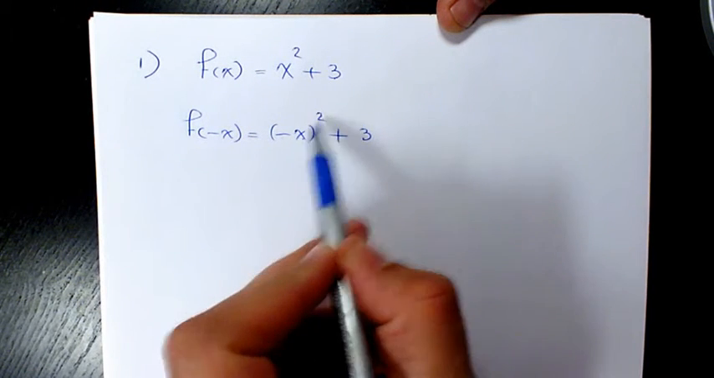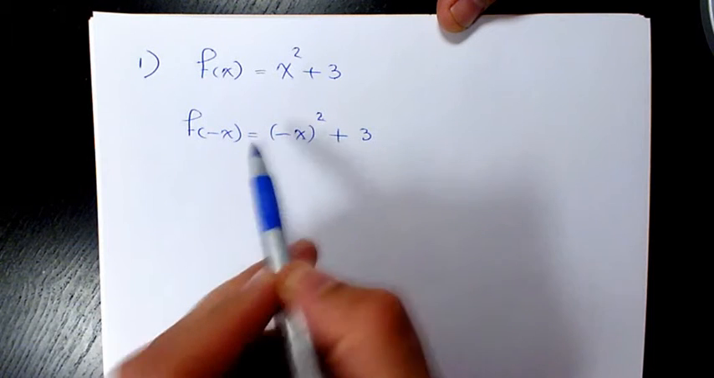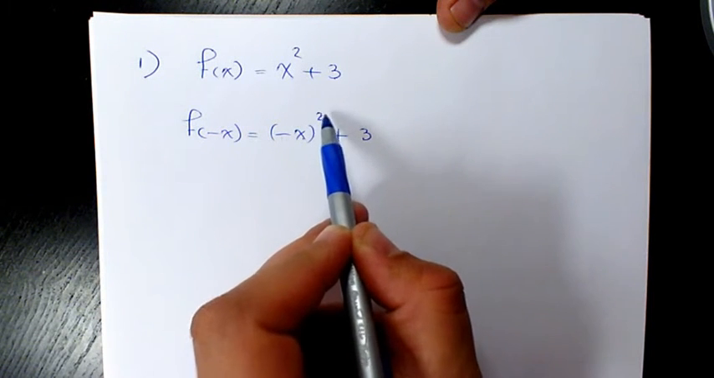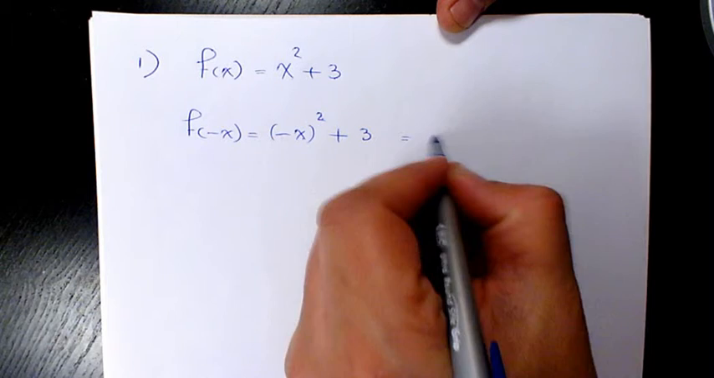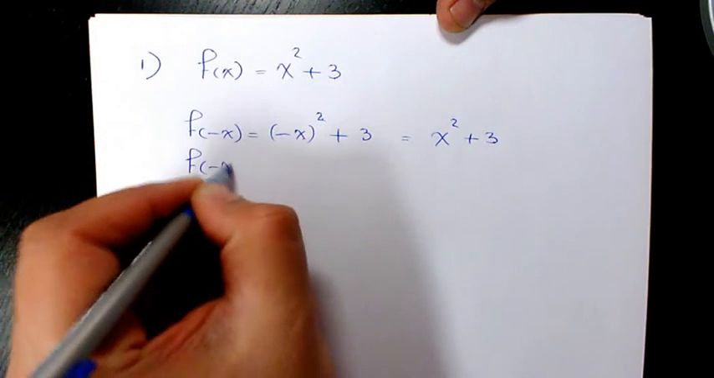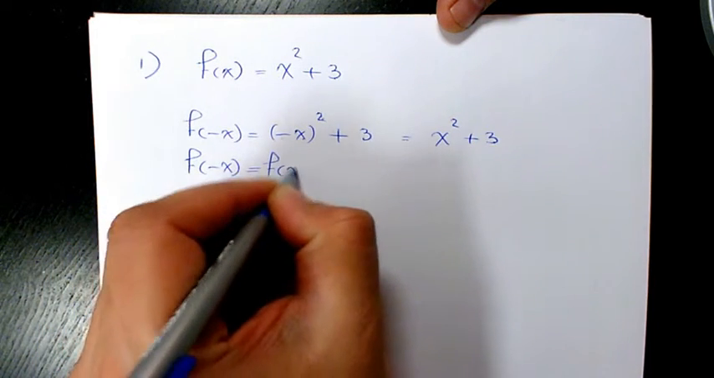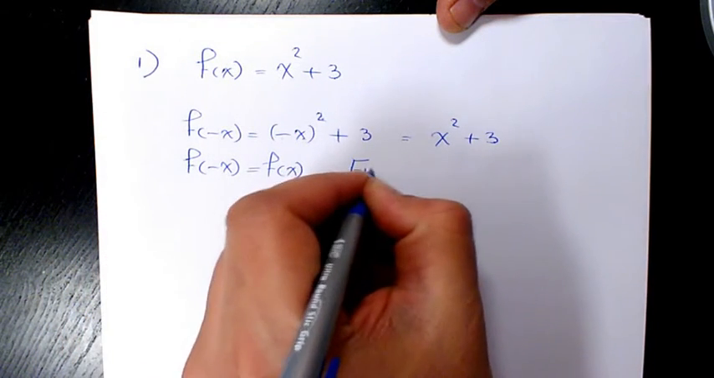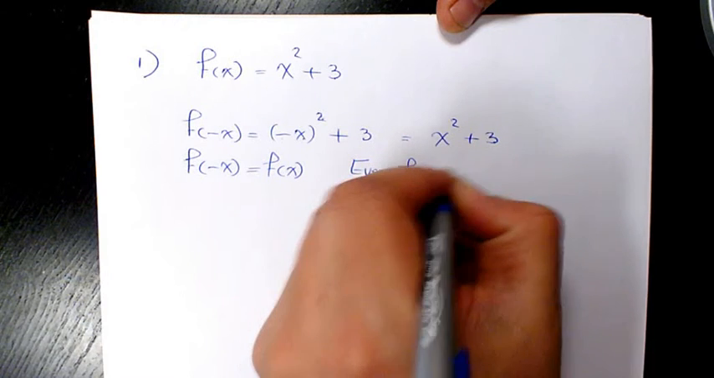Negative x to the power of 2 is going to be positive x squared, because any negative number to the power of an even number is going to be positive. So that's going to make it x squared plus 3. So f of negative x equals f of x. We're going to say that's an even function.